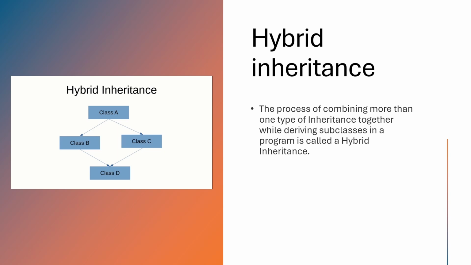Here, the process of combining more than one type of inheritance together while deriving subclasses in a program is called hybrid inheritance.